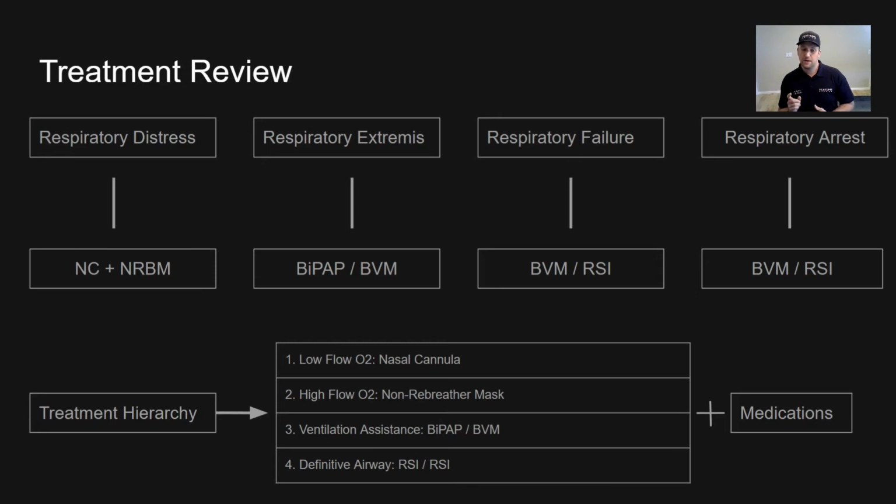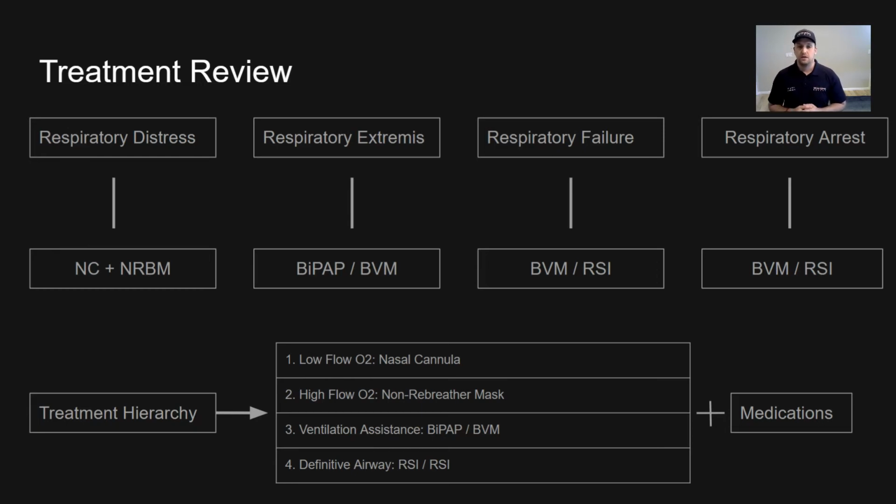You could maybe get away easily with just nasal cannula or maybe some albuterol, something like that. And that's all it needs to do to correct the situation. Next, respiratory extremis. This is the patient group that's most important on this table here. The reason why is this is the one where you can make the biggest difference. You can turn them around.